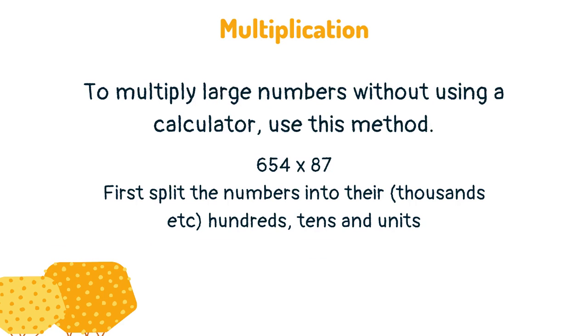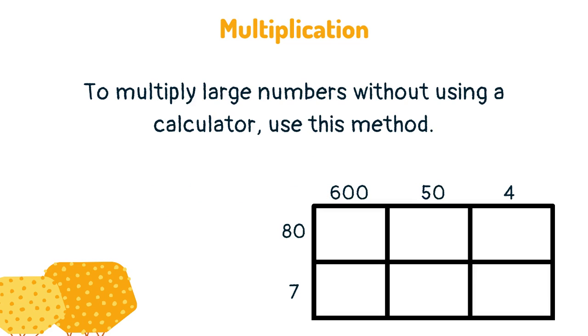To multiply large numbers without using a calculator, use this method. 654 by 87. First split the numbers into their hundreds, tens and units. Next draw a box and write the split apart numbers as shown.